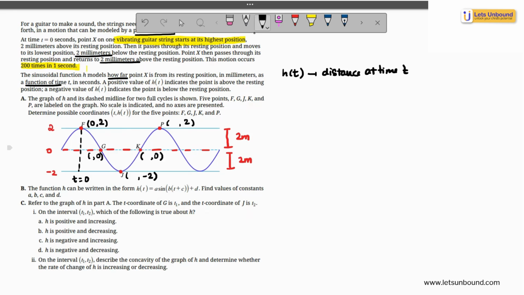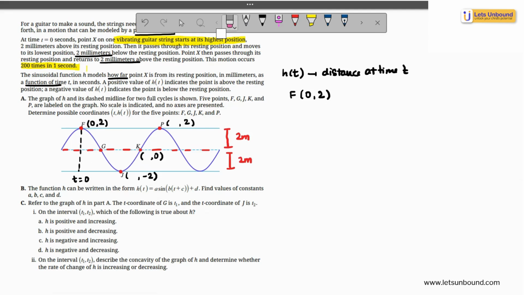So I have managed to write down the y coordinates for each of these points, considering that above the resting position is positive 2 and below the resting position is negative 2, and resting position we say is 0. Now going on ahead, I have also written down F's coordinates because a guitar string is supposed to start at time 0 at its highest position. So it cannot start from G, K or any point where the graph is shown initially. So that is the starting point, right?